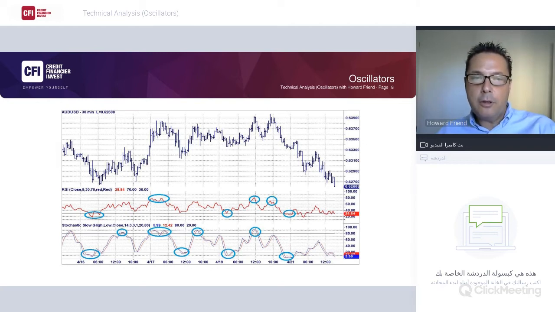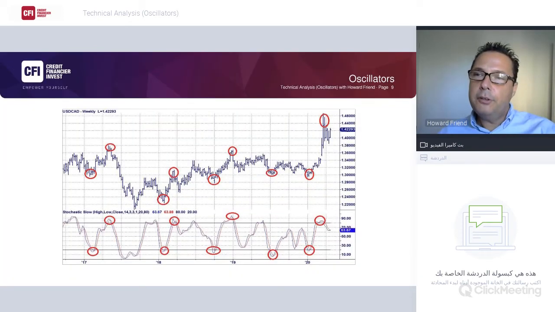So the market goes higher, tops out, goes into overbought, and then starts to trend lower, and the oscillator comes back from overbought into neutral, and that gives you a signal to sell the market for a certain number of bars.